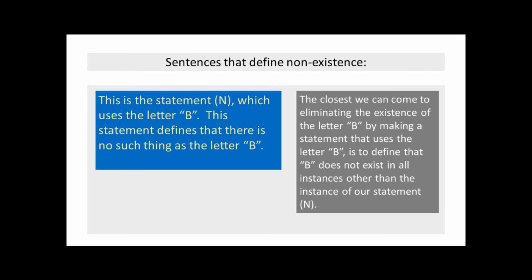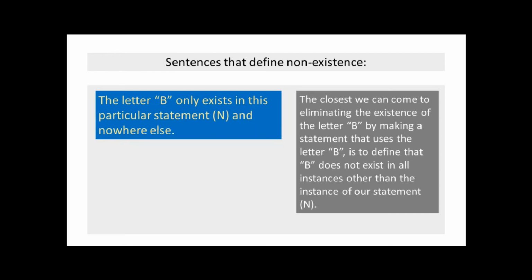The closest we can come to eliminating the existence of the letter B by making a statement that uses the letter B is to define that B does not exist in all instances other than the instance of our statement N. The letter B only exists in this particular statement N and nowhere else. Sounds reasonable enough, right? Now, have a look at the logic in all its technicalities.